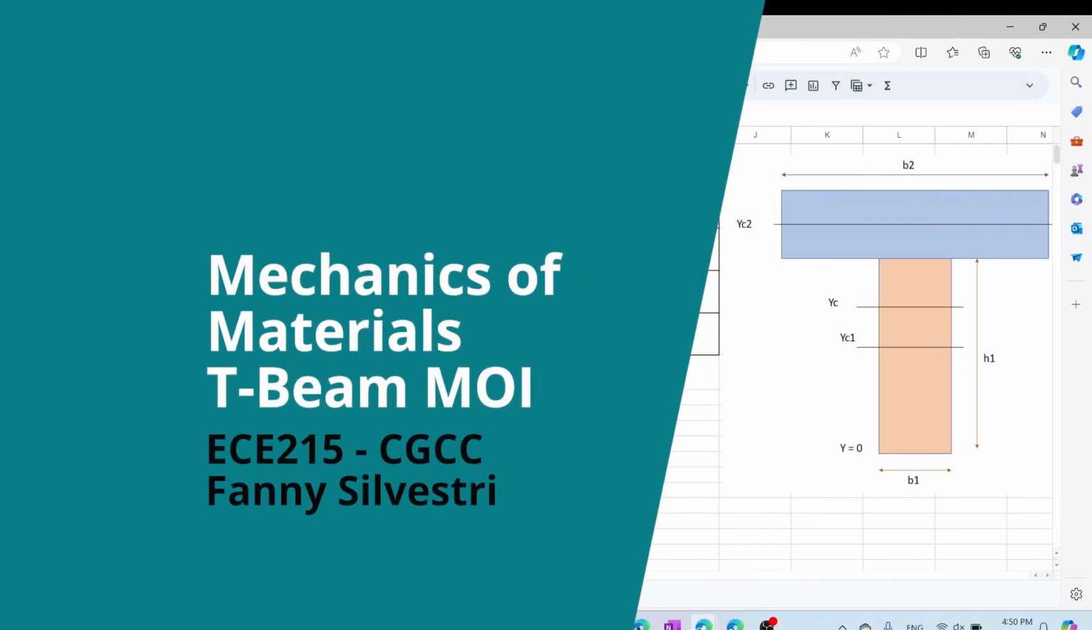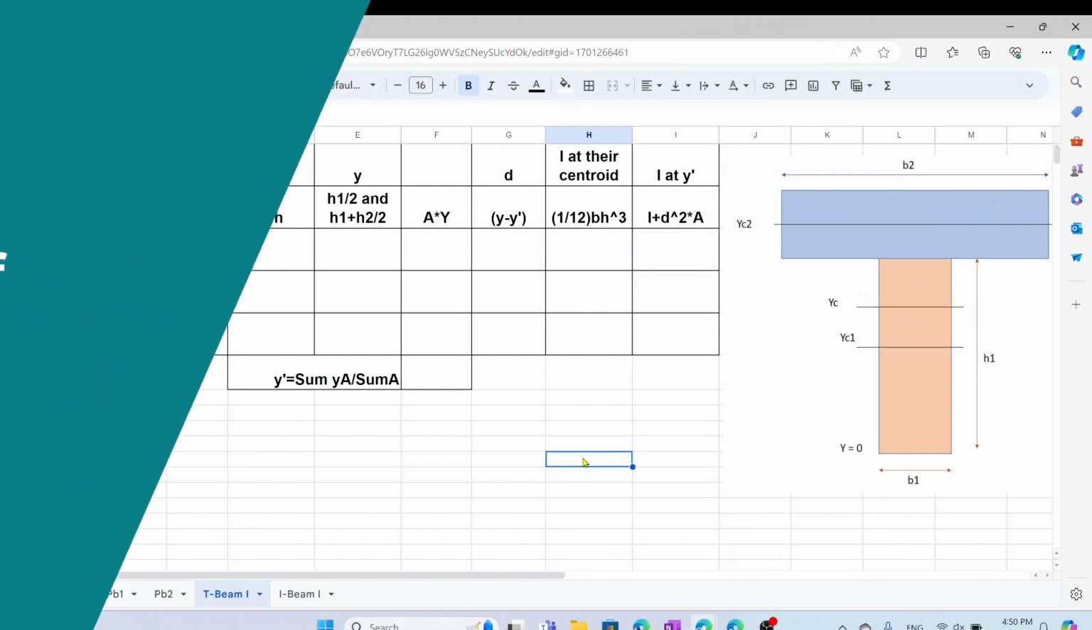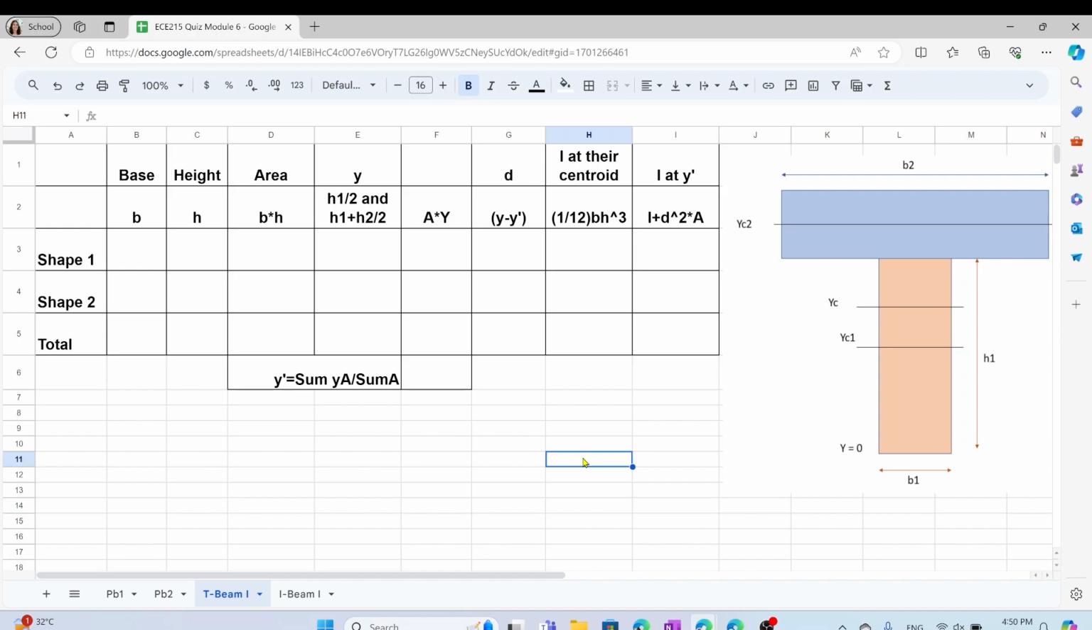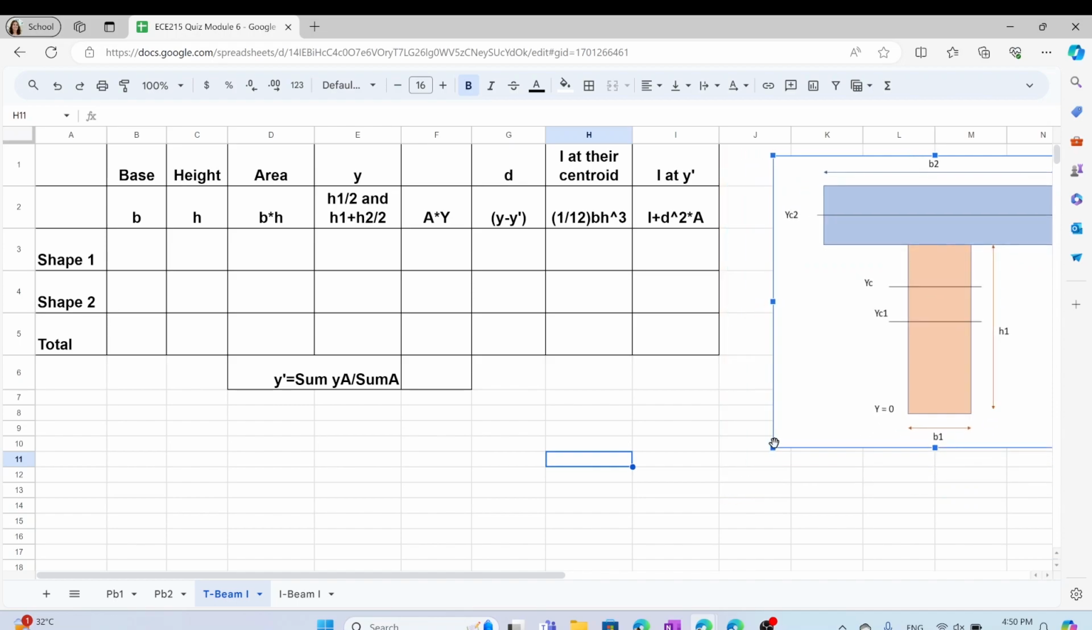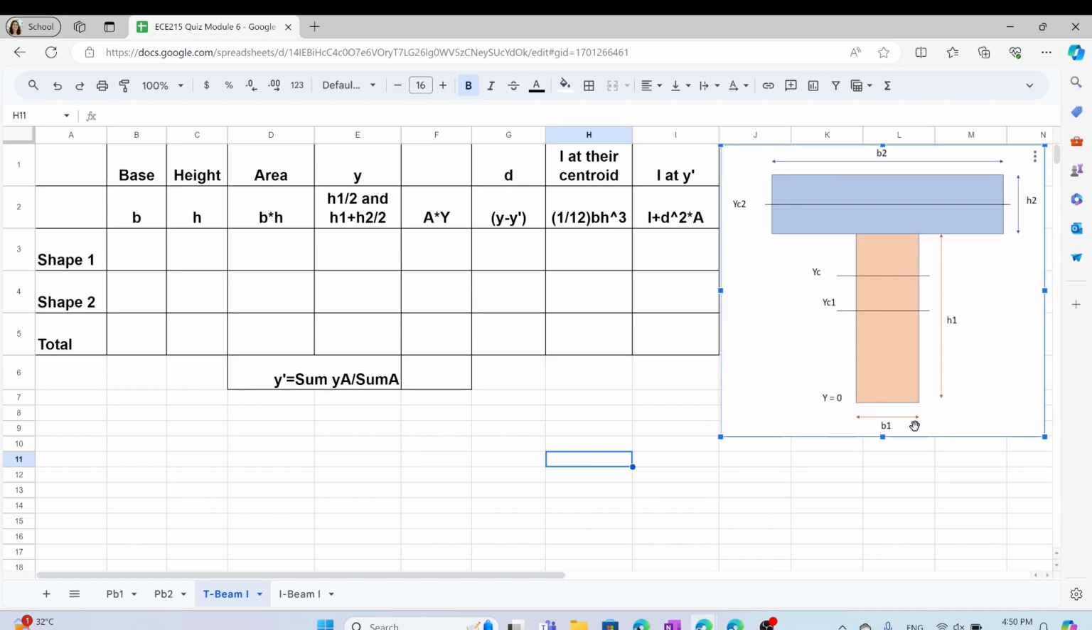Everyone. In this video, I will show you how to find the moment of inertia of a T beam and program it in Excel. So you just have to change your dimensions and everything will update. So we have a T beam that is made of two rectangles. You have the pink rectangle that has a base B1 and a height H1, and the blue rectangle that has a base B2 and a height H2.